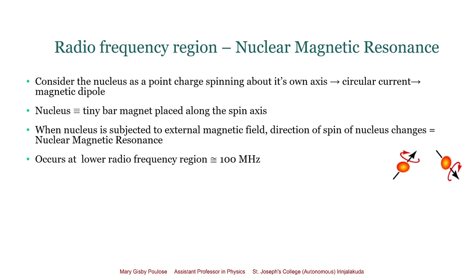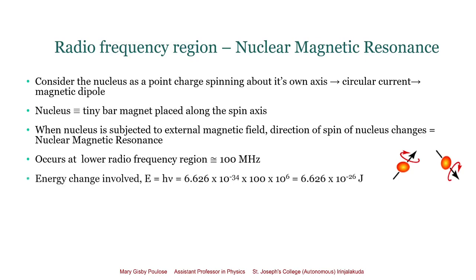This change shows emissions or absorptions in the lower radio frequency range, that is 100 megahertz, that is 10 raised to 7 hertz. Now the energy change involved can be calculated as E is equal to h nu. Energy h nu can be written as h, Planck's constant 6.626 into 10 raised to minus 34, into frequency, that is 100 megahertz, 100 into 10 raised to 6. This is given as 6.626 into 10 raised to minus 26 joules. This is a very small value. We won't be able to measure it.